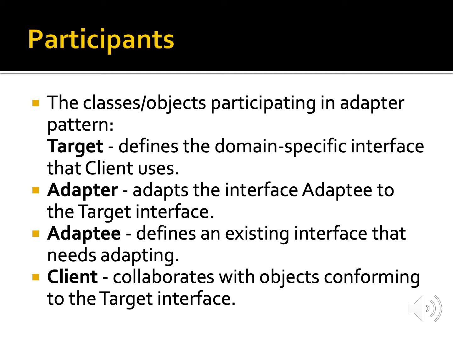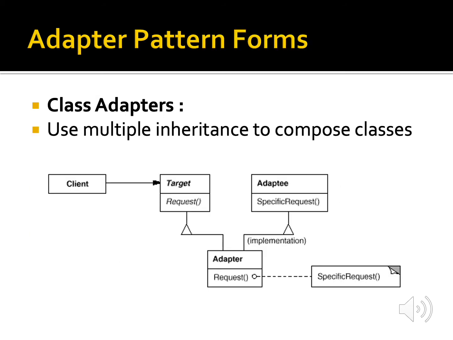And third is the adaptee. Adaptee is a third class or interface which the client wants to connect with the target interface. So it defines an existing interface that needs adapting. And the client class is the class which collaborates with objects conforming to the target interface. There are basically two ways, two solutions, to implement the adapter design pattern in your application.